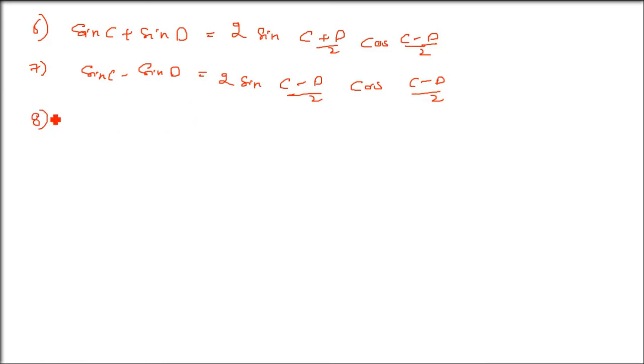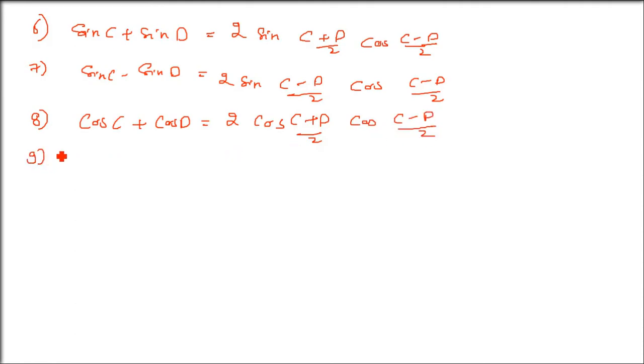These you have to remember, because until and unless you know this, we will not be able to solve all the differentiation. Now cos c plus cos d will be 2 cos((c plus d)/2) cos((c minus d)/2). So this is 2 cos((c plus d)/2) cos((c minus d)/2).